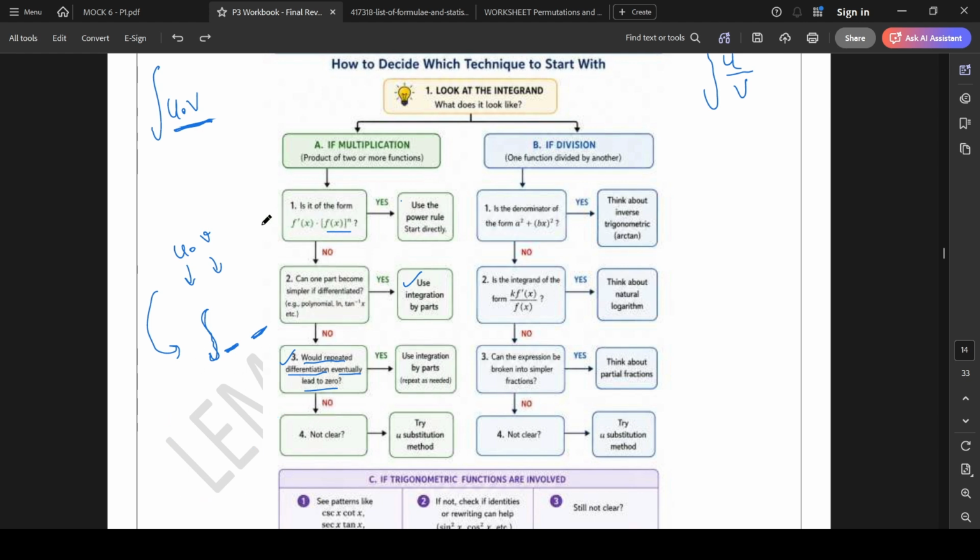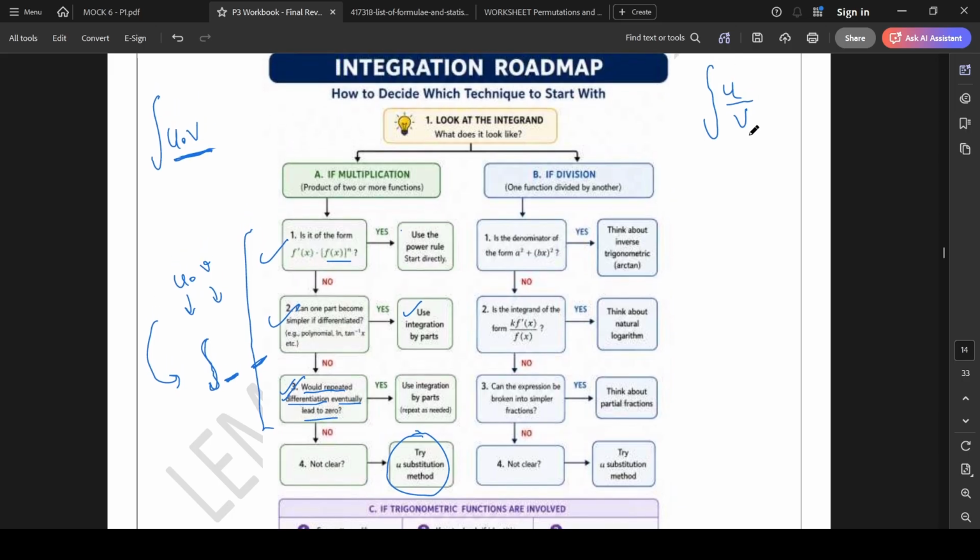But let's say you have asked all the questions and none of the answers is yes, and you are not clear about what to do, always think about the U substitution method. This is a last resort, okay? And in P3, they will always tell you when to use U substitution. But still, as a best bet at the end, you can always think about a U substitution if none of this makes sense.